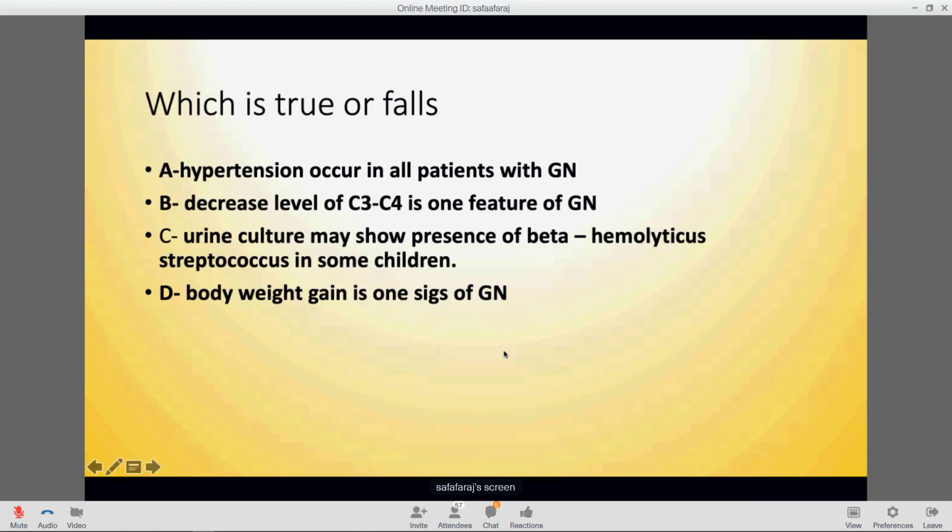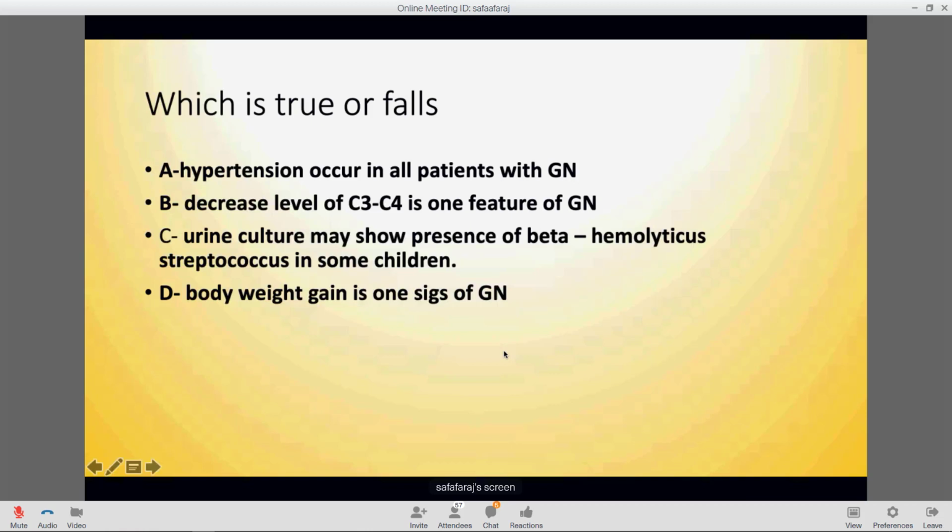B. Decreased level of C3, C4 is one feature of glomerulonephritis. Doctor, C3 is decreased. C4, or both of them, not true? No, I am telling you, when we say decreased complement system, that means C3 and C4. Okay. True. Okay, Doctor.